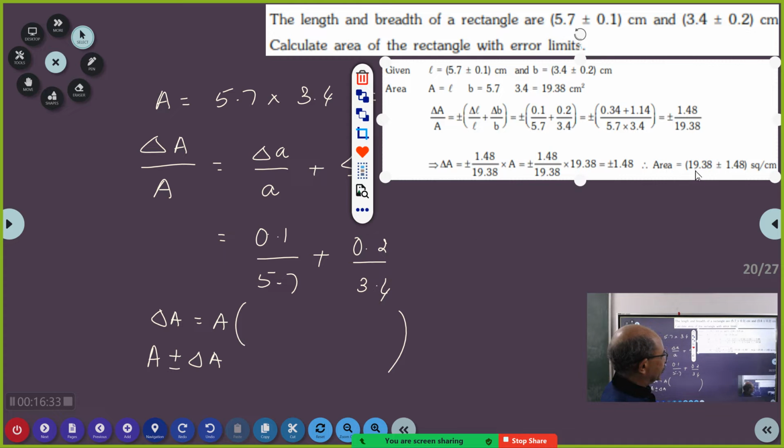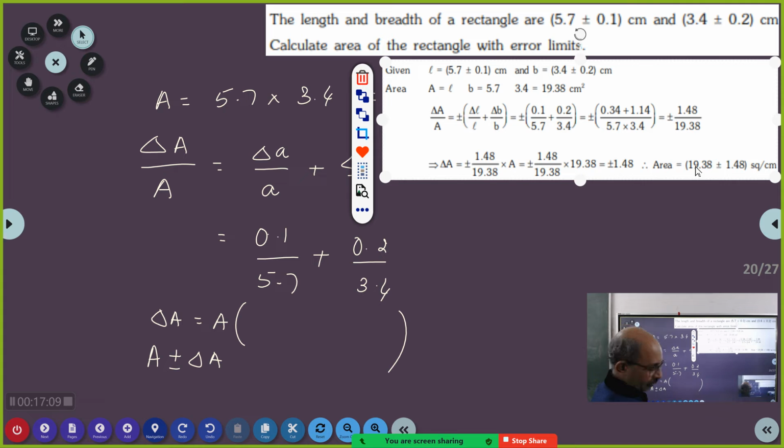Is this reporting correct here? Because you have multiplied two numbers with two significant digits, the answer should be written in terms of two significant digits, isn't it? So whatever is reported here, what will you write? It will be just 19. It should be just 19, correct.